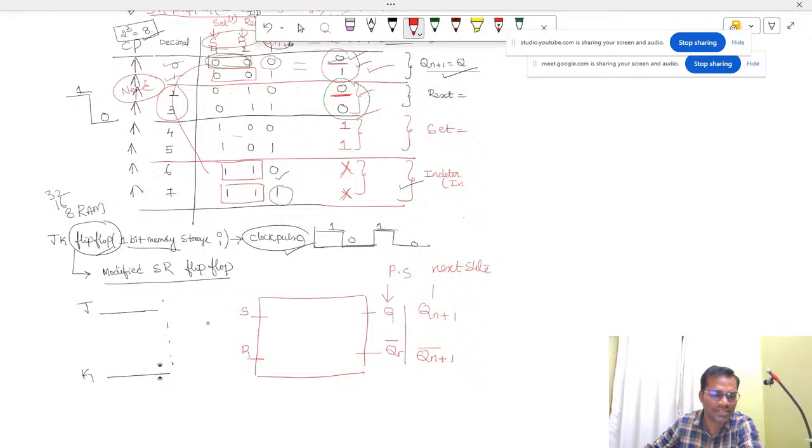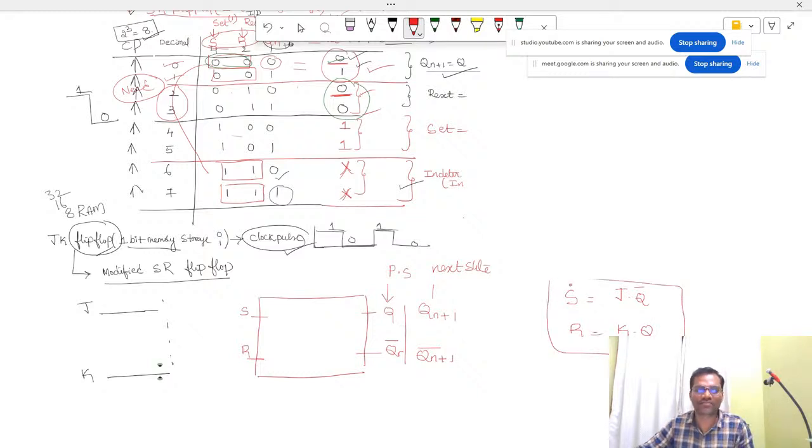So we need to find the value of S, which is J into Q bar, and the value of R as K into Q. This is the conversion of a JK flip flop from an SR flip flop. So what is the value of S you have to get? S is J into Q bar, and R is K into Q. Already in this block, J is there, and this is nothing but Q dash.